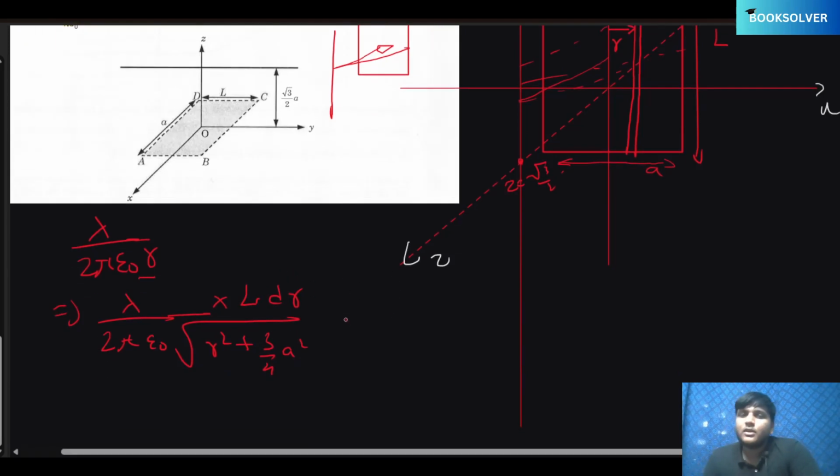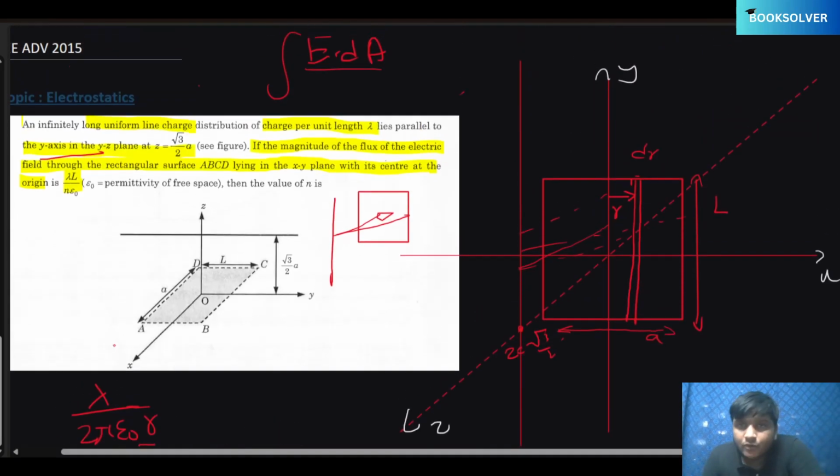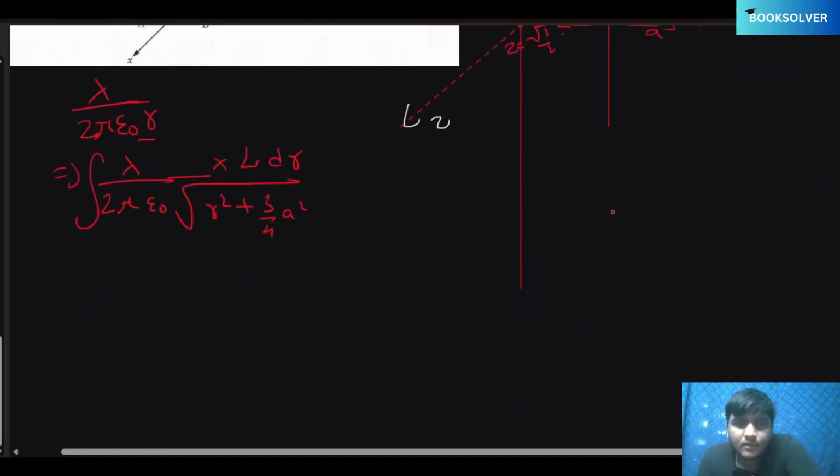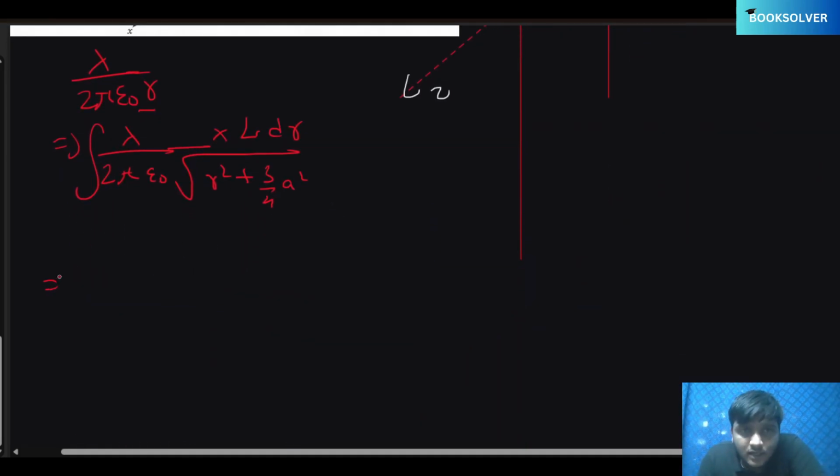Now we have to integrate this from where to where? You can see this point is minus a by 2, and this point is a by 2, and the whole length is a. So we have to integrate this. Let me write it again.